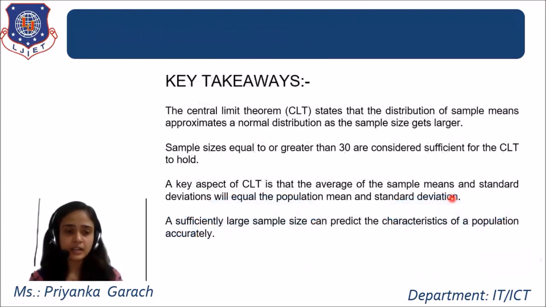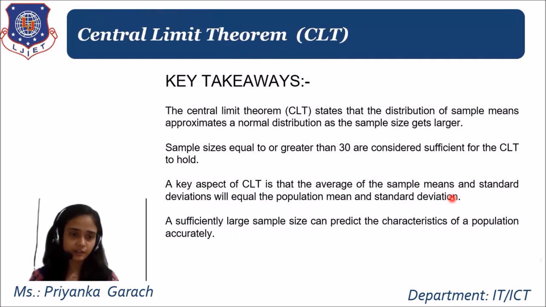So what are the key takeaways, that is, the key points of the central limit theorem that we have discussed? The first one is that the sample mean is approximately like the normal distribution. So as the sample size gets larger, the distribution tends to the normal distribution. The second one is that the sample size is always equal to or greater than 30, that we have discussed.